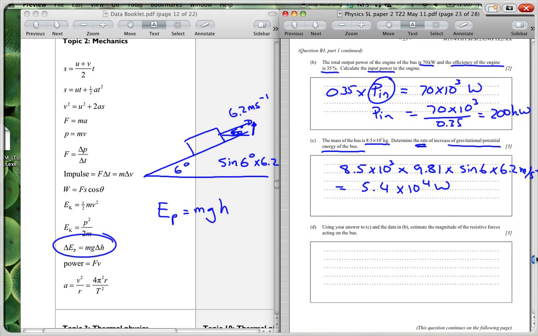Because it's a joule per second, it's a rate of increase. Gravitational potential energy is in joules. It's a rate of increase, so it's a joules per second value, which is a watt that you get. Notice here we've got our answer in two significant figures because we have two significant figures given in our data.